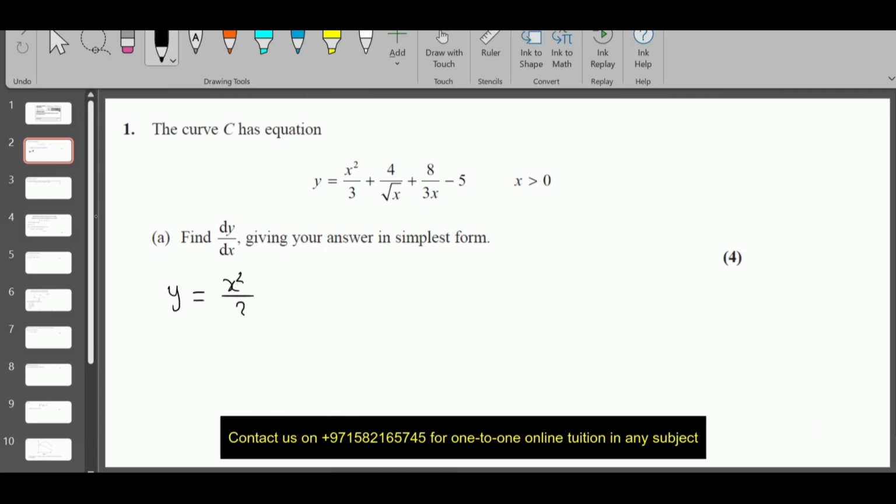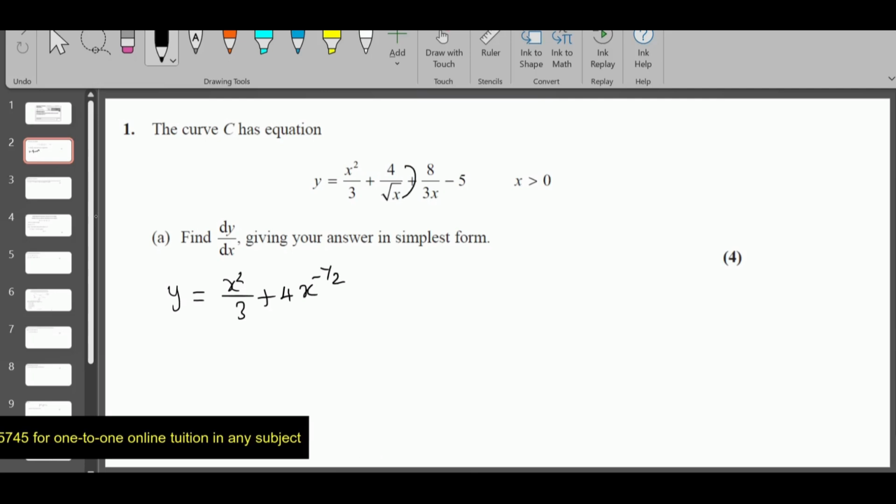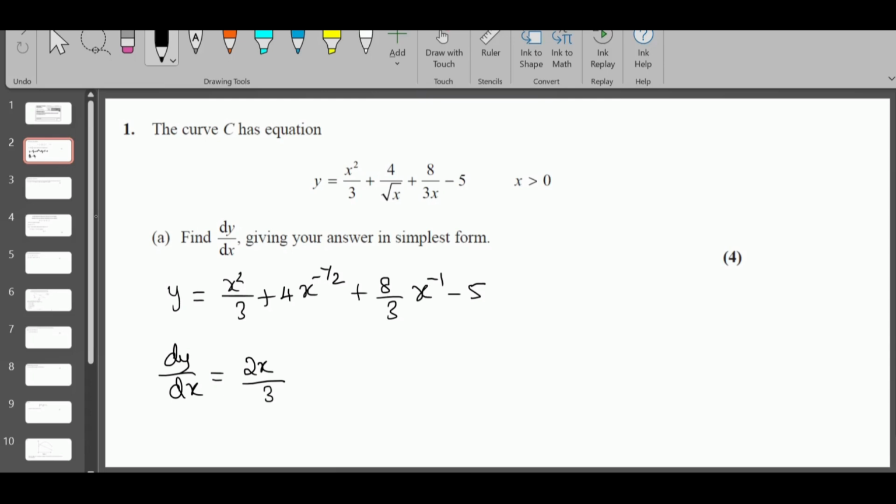x squared over 3 plus 4x to the power minus half when you bring it to the top, and then 8 over 3 x to the power minus 1, minus 5. Then differentiate it. dy over dx is equal to the derivative of x squared, which is 2x, the derivative of x to the power minus half, which is minus half x to the power minus half minus 1, the derivative of x to the power minus 1, which is minus 1 x to the power minus 1, and minus 5 becomes 0.